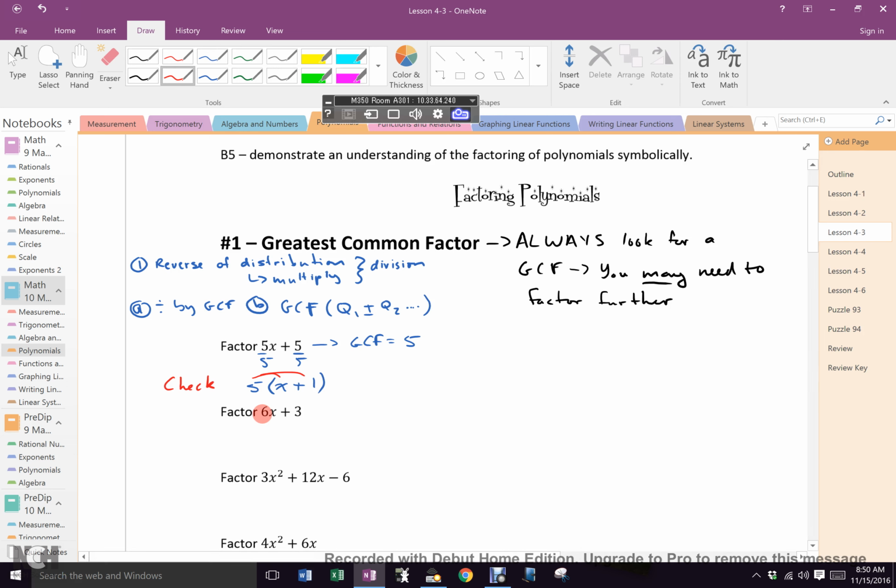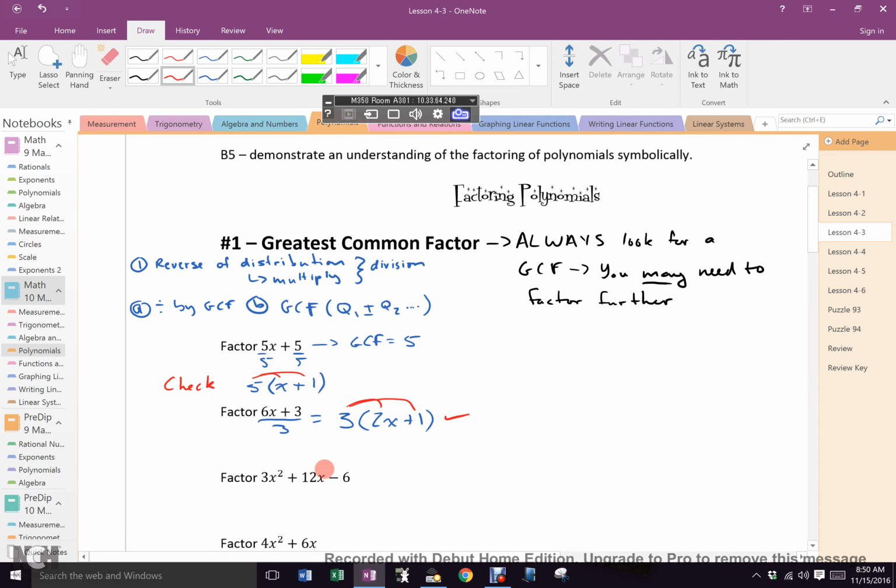So what's the common factor here? 3. So I divide everything by 3. And then I rewrite GCF. 6x divided by 3 is 2x. 3 divided by 3 is 1. And then I check. 3 times 2 is 6x. 3 times 1 is 3. And I'm in business. Is everybody good?